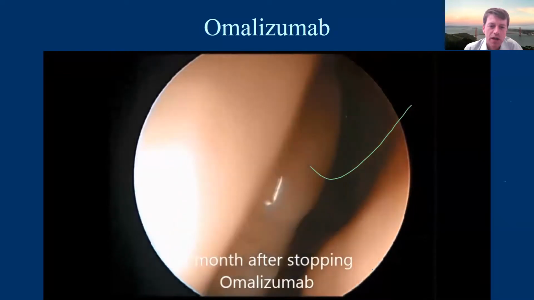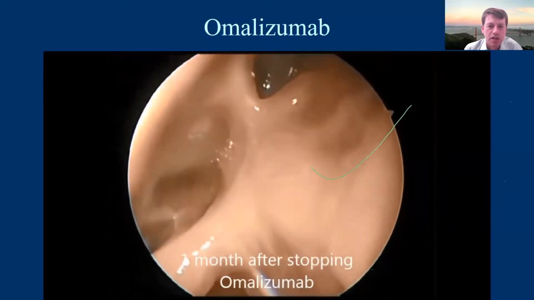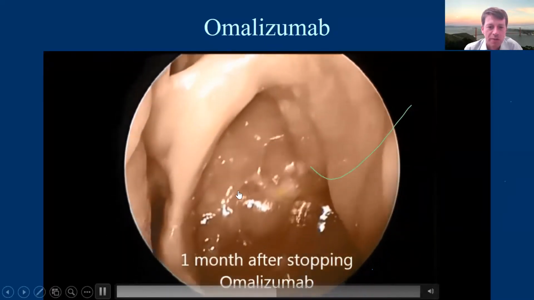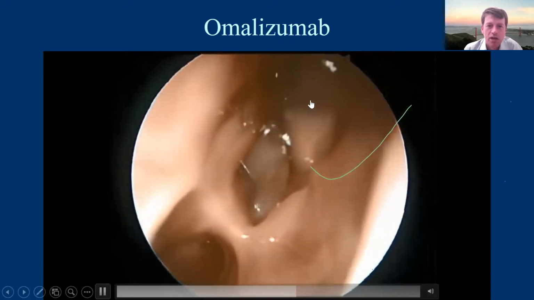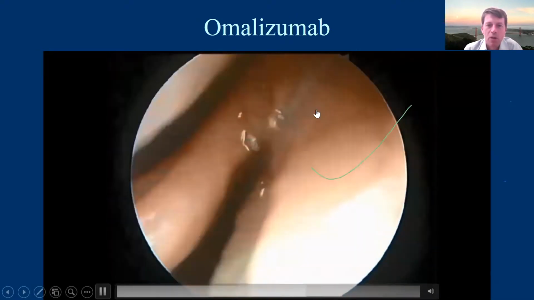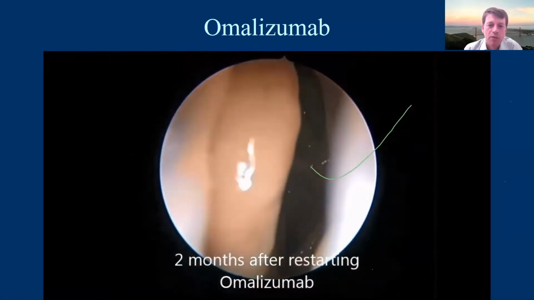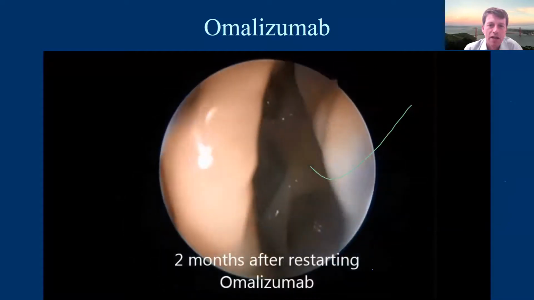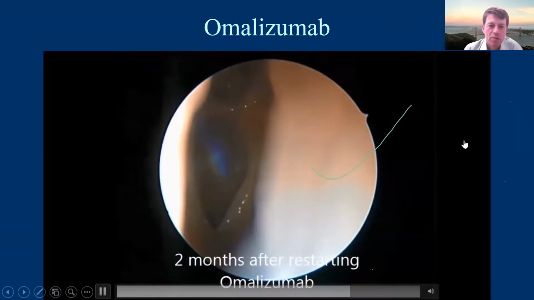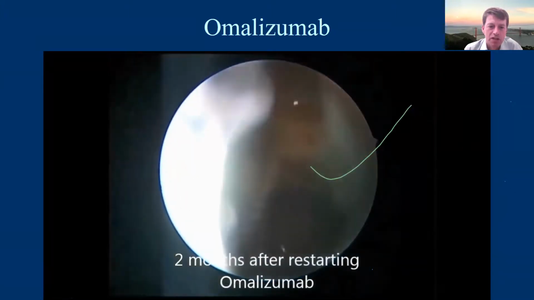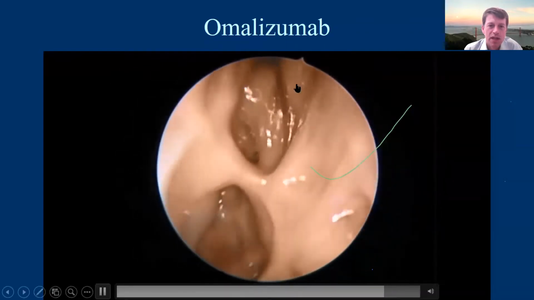So here he is 1 month after stopping treatment. As we look in here now, we can see the initiation of some inflammation along the posterior maxillary wall. You can see that sort of bumpy inflammatory tissue, and we can also see polyps up here in the frontal recess that are now obstructing our frontal sinus. Fortunately, he was able to get back on his medication, and now here he is 2 months after restarting the omalizumab. It's a little narrow here, so we're just squeezing in and getting our view. But again, we can see resolution of much of that inflammatory change.